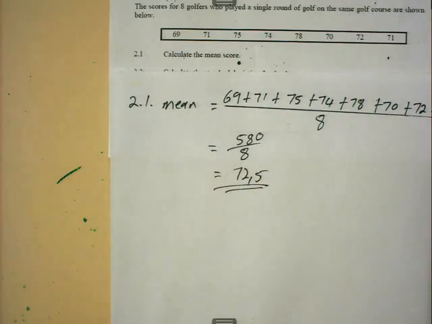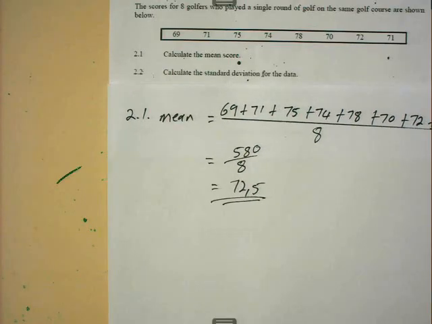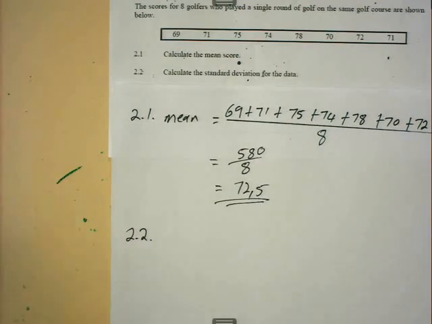This is our mean. How do you calculate the mean? Add all the scores, divide by the number of scores. That is the mean. Let's check the next question. 2.2. Calculate the standard deviation of the data.